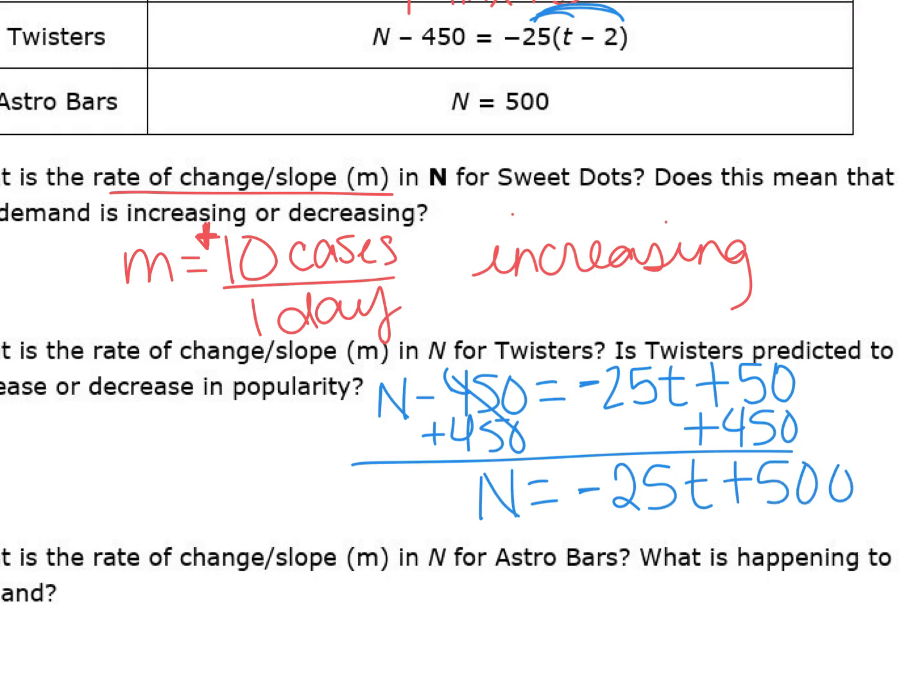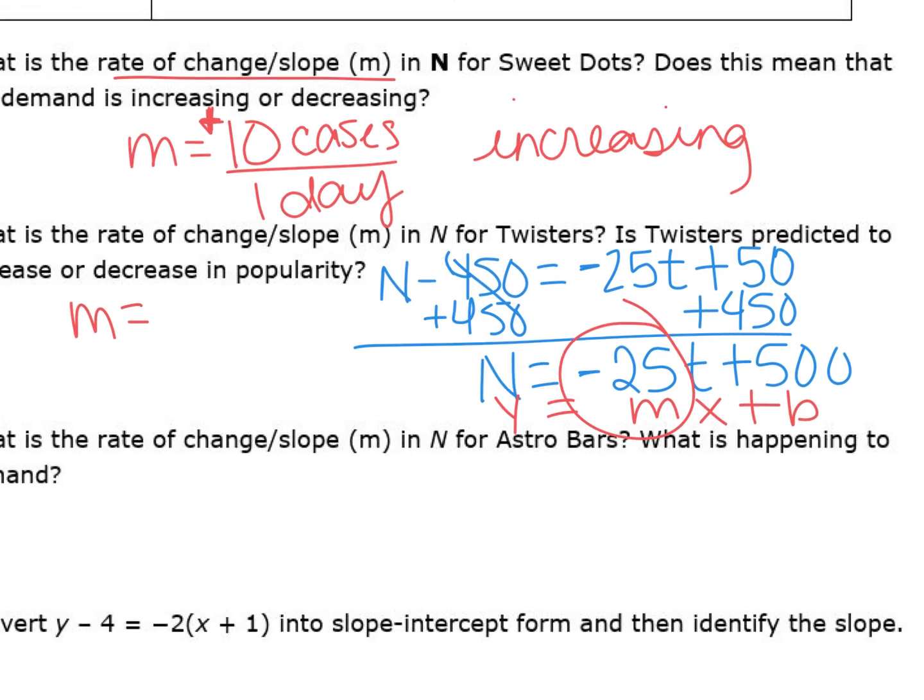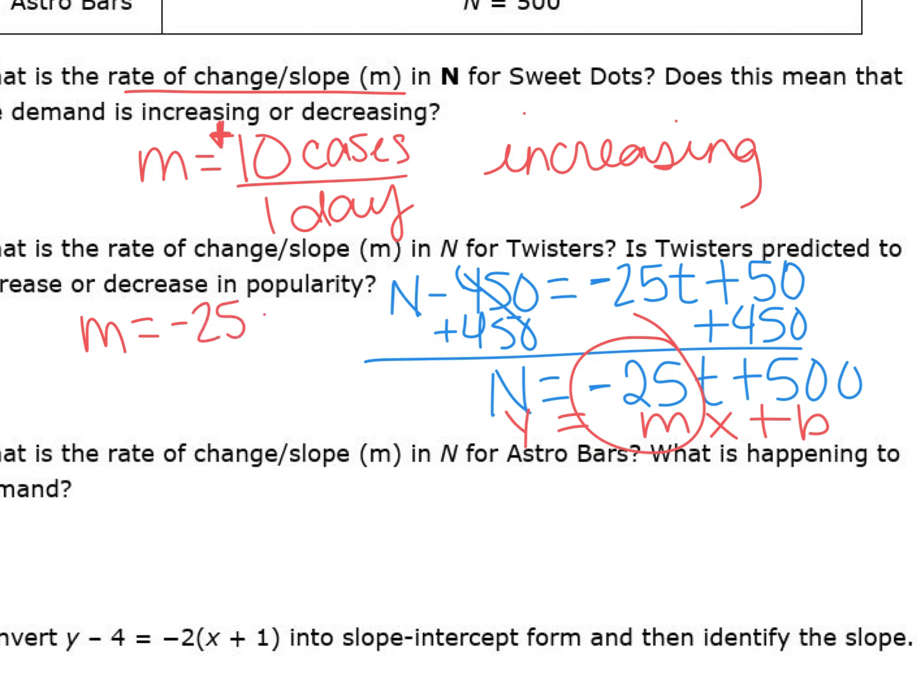So which of these is my slope? Remember, we can write y equals mx plus b. What's my slope? Very nice, negative 25. So I can say negative 25, and we are talking about cases in one day. Is the demand for Twisters increasing or decreasing? Ooh, it is decreasing. How do we know it's decreasing? Very nice, because it's a negative. Decreasing demand.